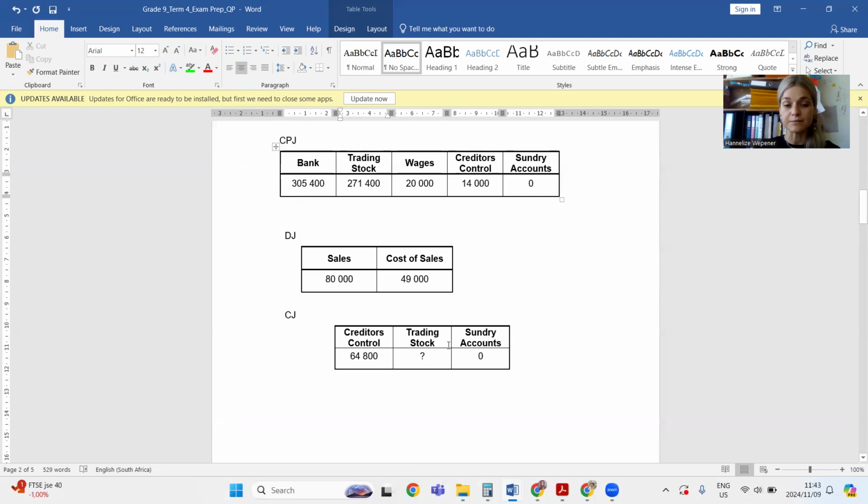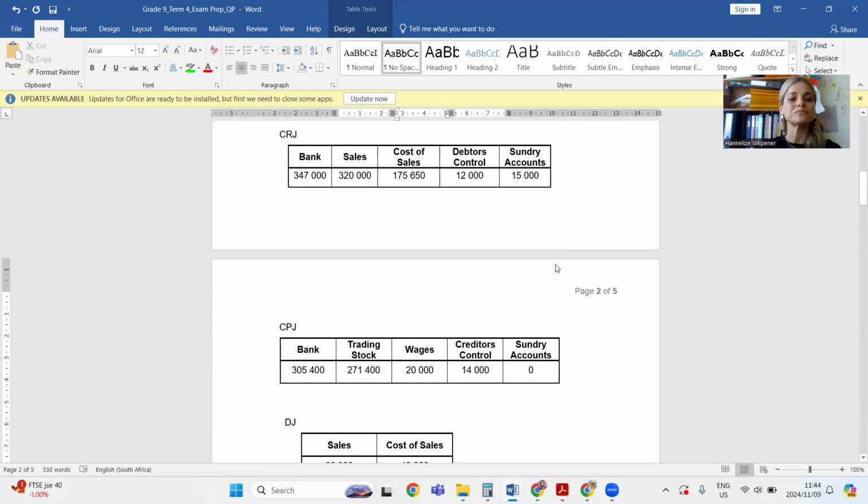CJ, again, a question mark. But remember that everything after the creditors control column has to add up to the amount that you have in the creditors control column. Said there that sundry accounts is 0. The only other column we have is trading stock. Therefore, creditors control is equal to trading stock.